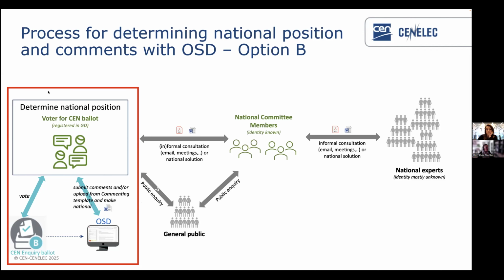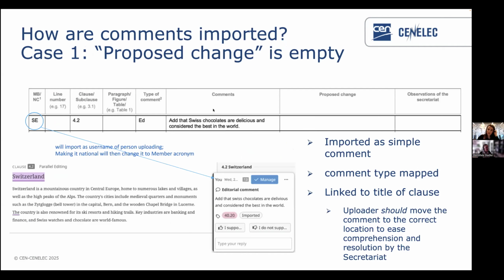So remember, if you're using option B, then your national committee members and national experts don't have access to the OSD. No one has access to the OSD apart from those people who have a voter role in the CEN, those people who are allowed to vote on the CEN ballot, really. So that makes the process a little bit different, but not more complicated.